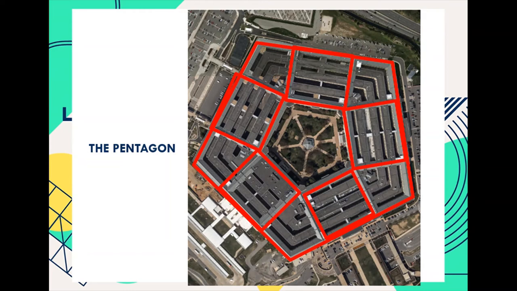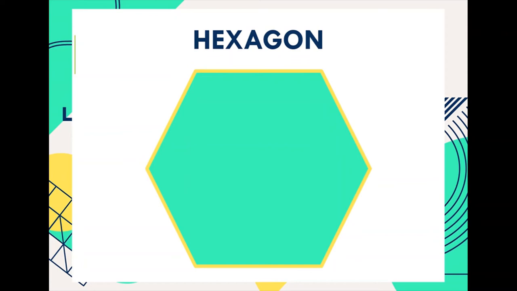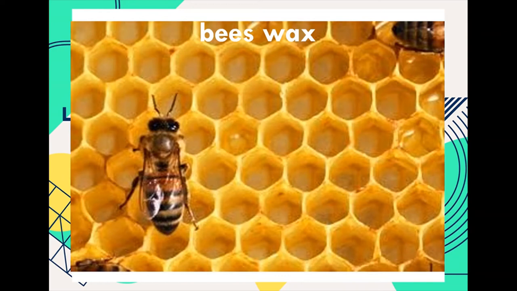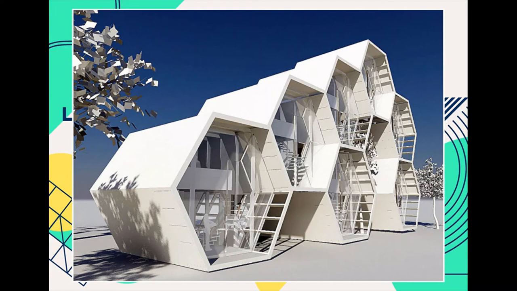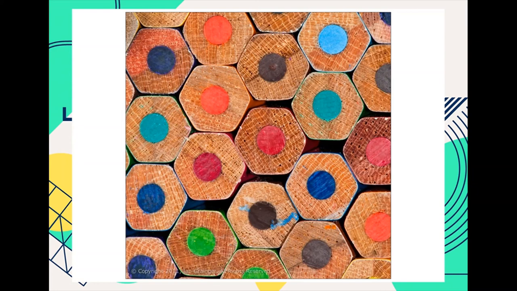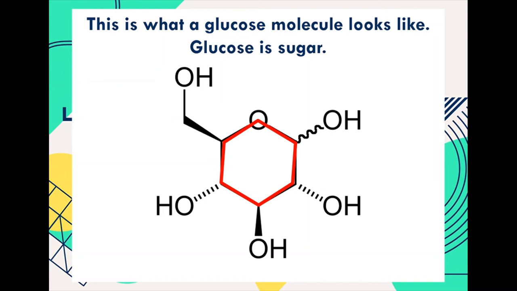Hexagon. Hexagons have six sides. Here we have beeswax, the soccer ball, where the different parts are using a different shape again. Here is a pentagon being used and a hexagon. Hexagons can be used in architecture of homes. Our pencils are shaped like hexagons. And the glucose molecule looks like a hexagon. Glucose is sugar.